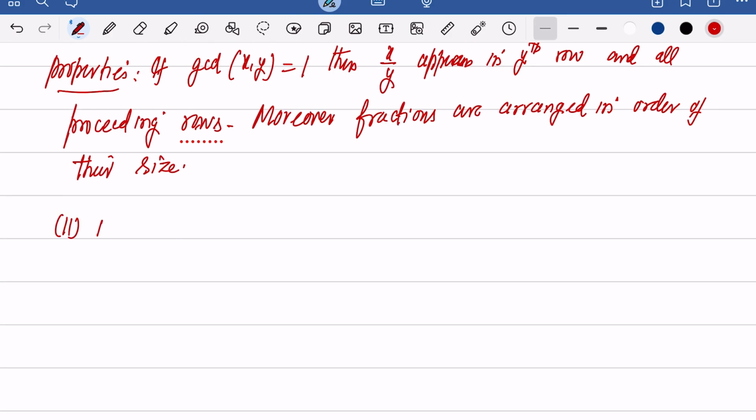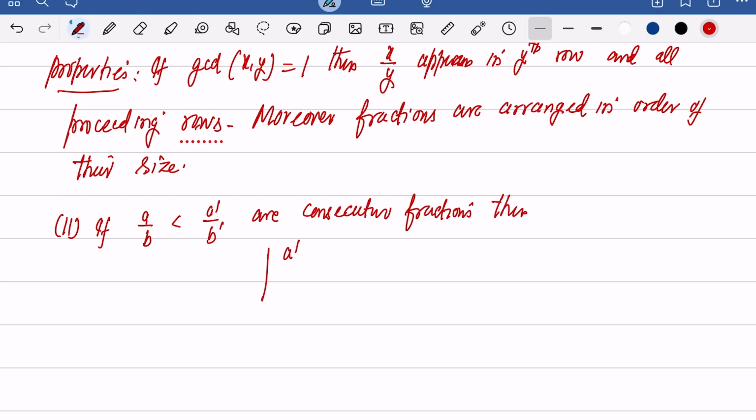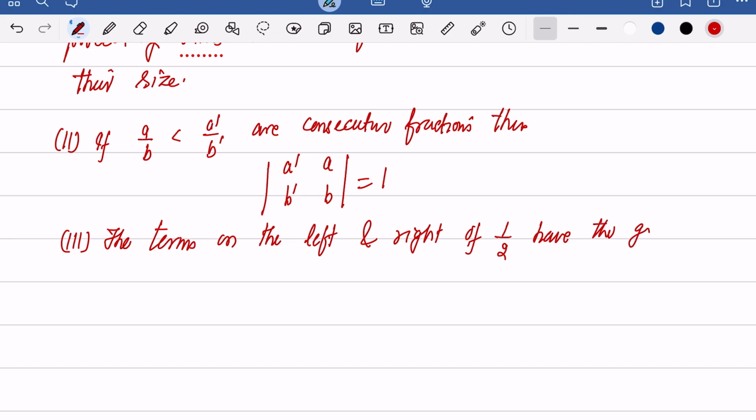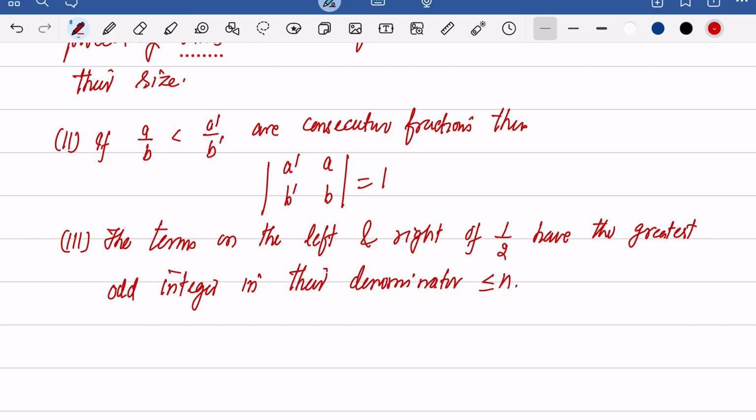Now next property, if a by b is less than a dash by b dash and they are consecutive fractions in some row, then the determinant of a dash, b dash, a, b is always equal to 1. The third property is the terms on the left and right of 1 by 2 have the greatest odd integer in their denominator which is less than or equal to n. So actually in the nth row, the terms on the left and right have the greatest odd integer in their denominator less than or equal to n.